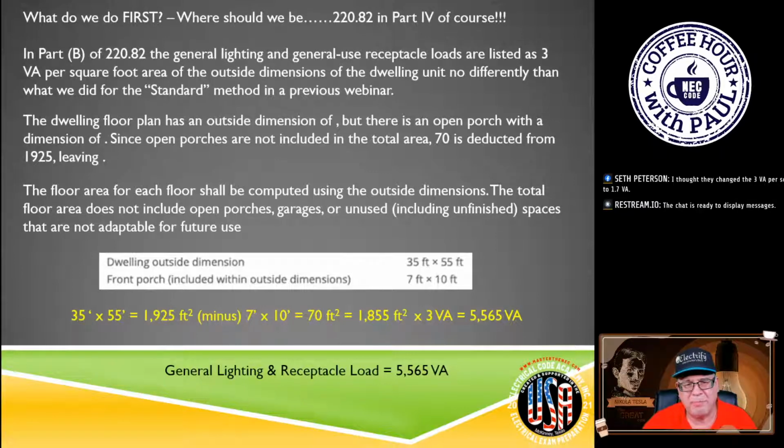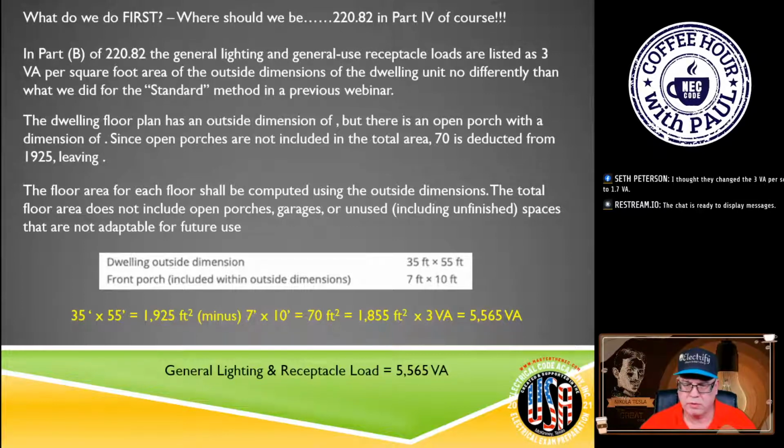We did 35 by 55. It's 1,925 square feet. But we're going to take away that 7 by 10 open front porch. So that's 70 square feet. Got rid of that. So that gives us 1,855 times 3 VA per square foot. So that gives us 5,565 VA. So you're going to want to write that down. Just kind of keep that right there. Or if you got a great memory, you can remember it. If you don't have a great memory, you're getting old like me, then it pays to write this stuff down. All right, so that's our first one.